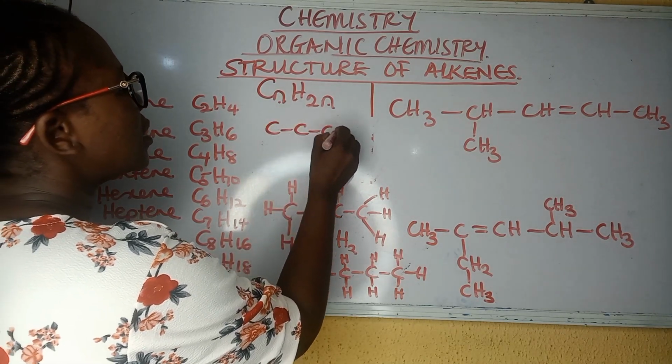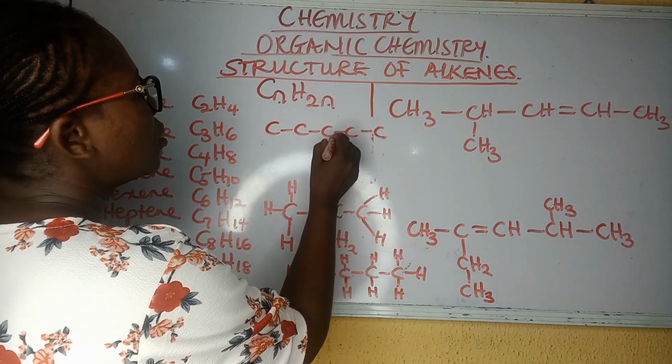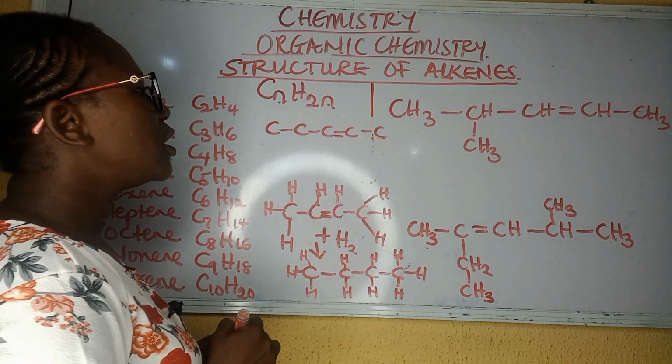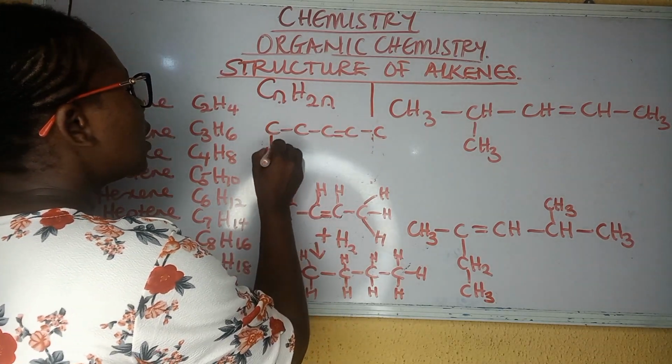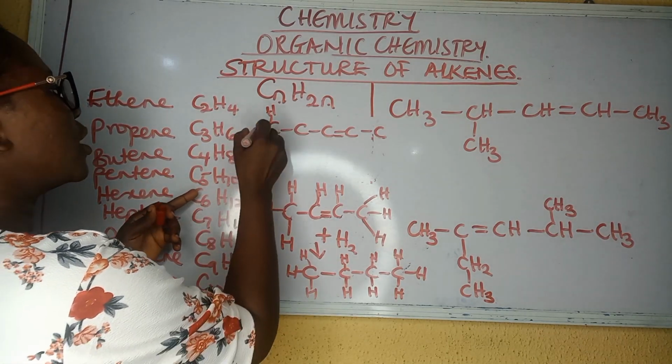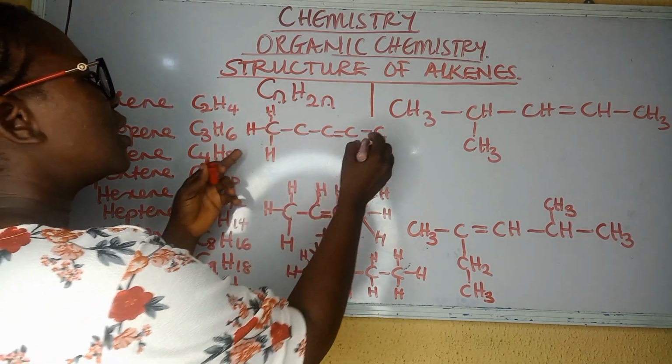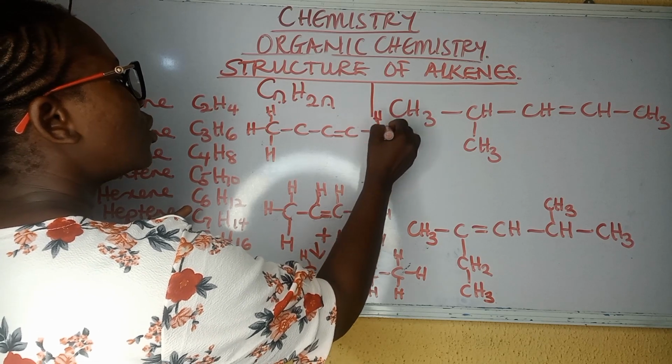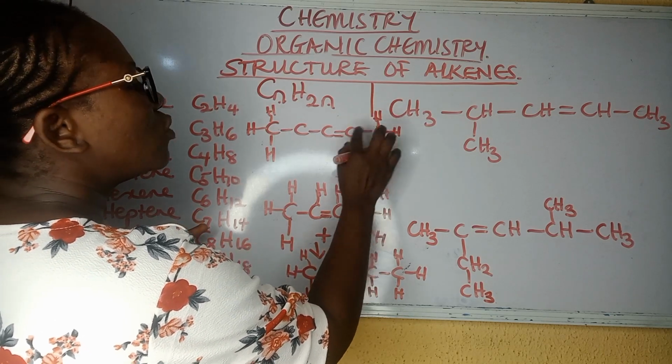So I'm going to use another example, which is pentene. Now I'm putting the double bond here. So pentene has C5H10. So we have on this side 3 hydrogens, on this side 3 as well, because there's no double bond.